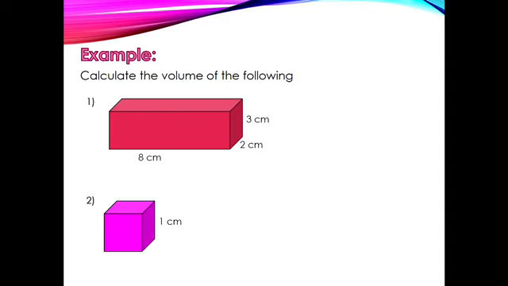So firstly, we have a rectangular prism. Our formula is length times breadth times height. So what we are actually doing is we are going to be multiplying each of these three numbers together. So 8 times 2 times 3. And that will give you 48 centimeters cubed.